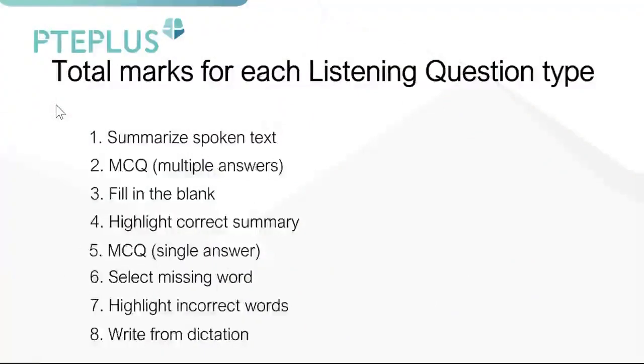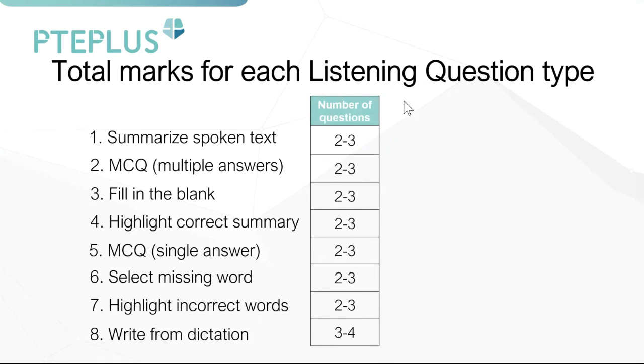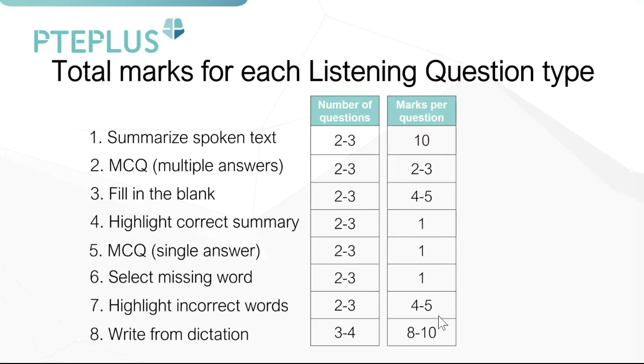So in the Part 1 introduction, you would have seen that there are these 8 listening question types. And for each of these, this is the number of questions you will face in the exam. Basically, for most of them, you will face about 2 to 3 of each question type, except for write from dictation, where you may get 3 or 4 of them. Then each of these questions are worth a different number of marks.